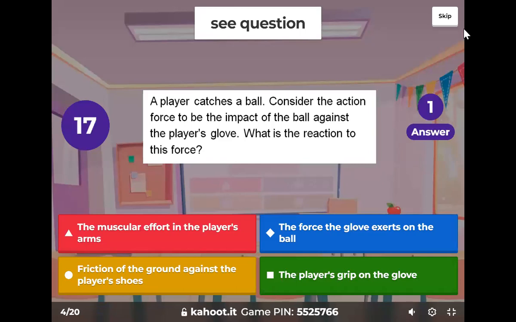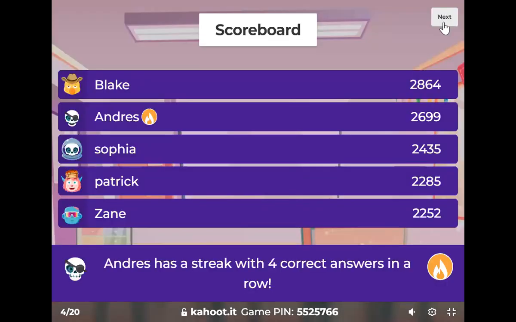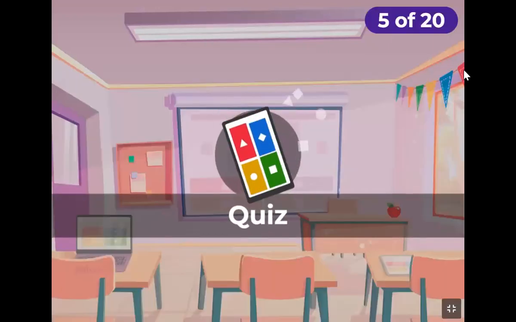Player catches the ball. Consider the action force to be the ball against the glove. What's the reaction force? The ball hits the glove back against the ball. Yeah. Now, some of those other forces might also be at play in a larger system. But the immediate action reaction is ball hits glove, slows down the ball. Action reaction. All right, Andres on fire, top spot.